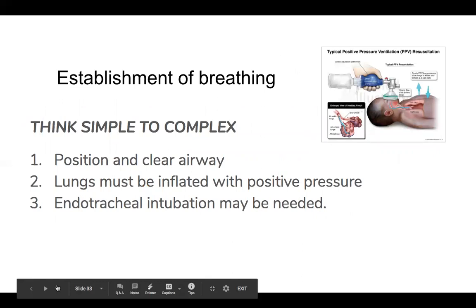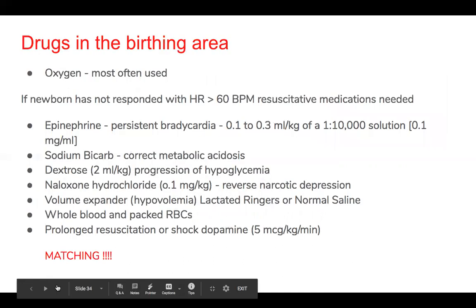Position the airway. The lungs must be inflated with positive pressure, and an ET tube may be needed. So again, airway, try to go simple. I mean, we're not going to go sticking an ET tube in immediately. Let's try, maybe we're just clearing the airway and giving a little bit of breath, a little bit of oxygen might arouse the baby around for breathing.